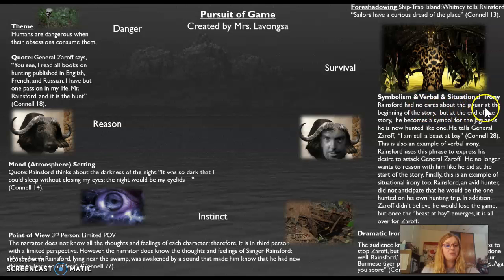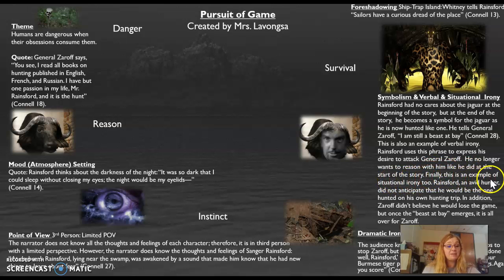Rainsford had no cares about the jaguar at the beginning of the story, but at the end of the story, he becomes a symbol for the jaguar as he is now hunted like one. He tells General Zaroff, "I am still a beast at bay." Notice how it's appropriately cited. This is also an example of verbal irony. Rainsford uses this phrase to express his desire to attack General Zaroff. He no longer wants to reason with him like he did at the start of the story.